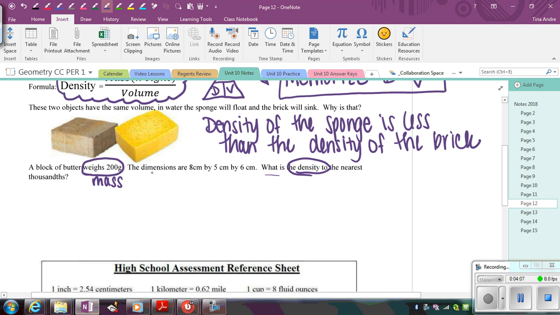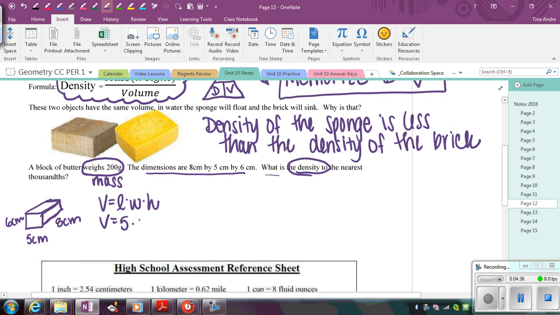So this right here is going to allow me to find the volume. A block of butter is a rectangular prism. So we have this block or stick of butter, and I'm going to say that this is the 8 centimeters according to my picture. I'll say that this is the 5 centimeters and this is the 6 centimeters. It doesn't really matter. So the volume of this is length times width times height. So volume equals 5 times 8 times 6.